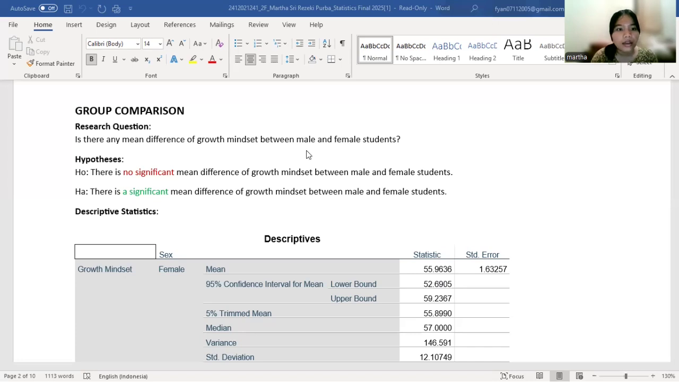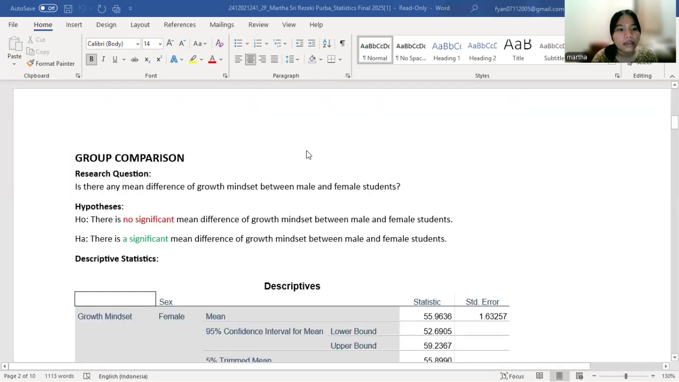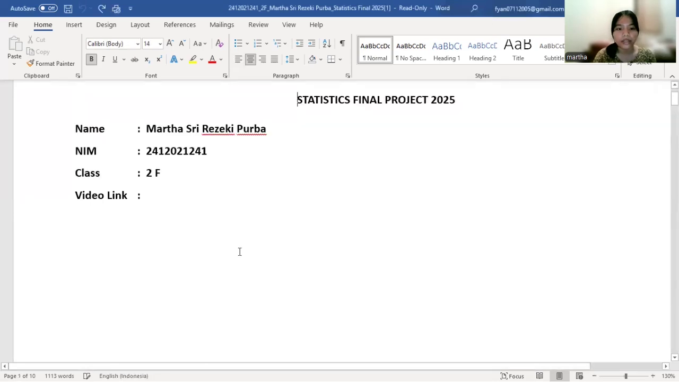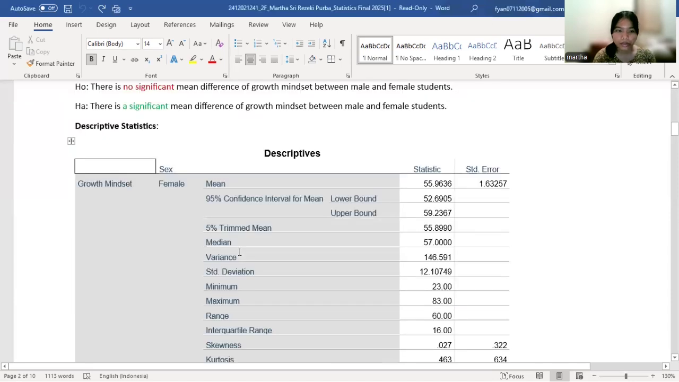And let's see in here, I make the research question. Is there any mean difference of growth mindset between male and female students? And then I make two hypotheses. The H0, there is no significant mean difference of growth mindset between male and female students. And then the HA, there is a significant mean difference of growth mindset between male and female students.